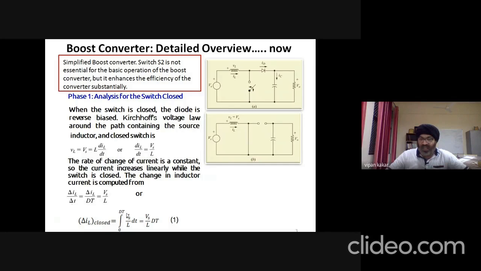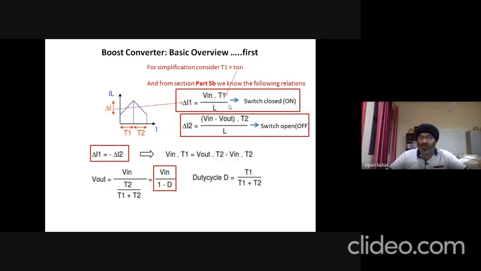We can take the integral from 0 to dT, the turn on time, T on. So this is the value of the rate of change of current, Vs by L, over this particular time. So after solving this integral, we get the change in inductor current is equal to Vs by L multiplied by the turn on time. We have already seen it in the previous case, but now we are doing it mathematically.